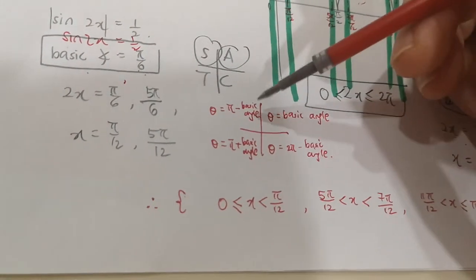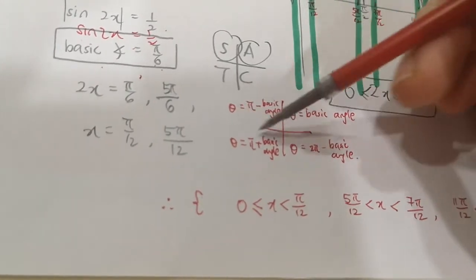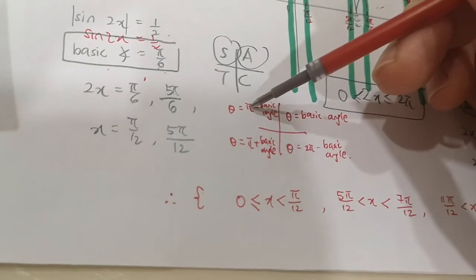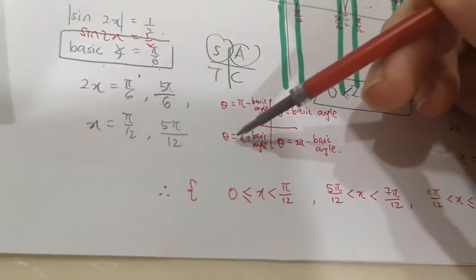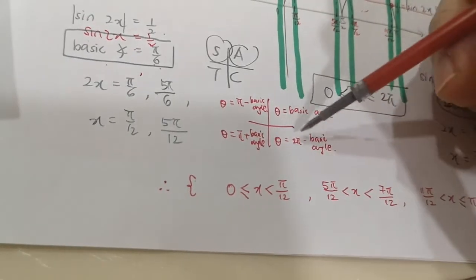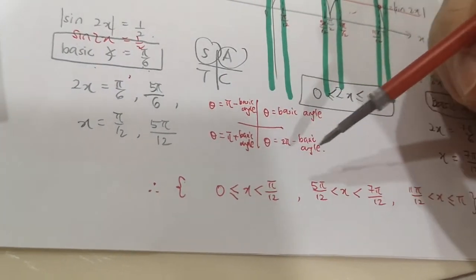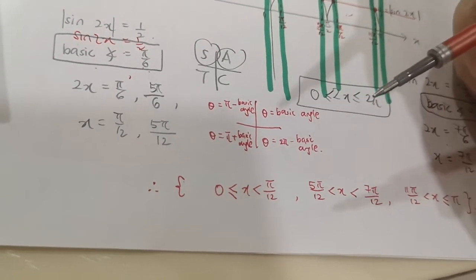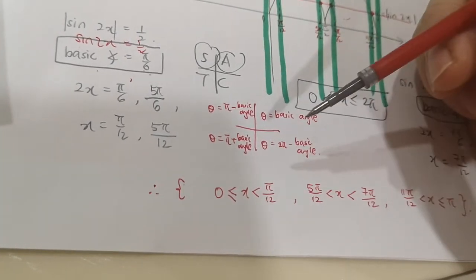Because for degrees, you take theta equals the basic angle. But for the second quadrant, it is 180 minus the basic angle. 180 is pi. And then for the third part, it is 180 plus the basic angle, so pi plus the basic angle. For the fourth part, it is 360 minus the basic angle, so 2 pi minus the basic angle. So it's very easy. So make sure you're familiar with radians.